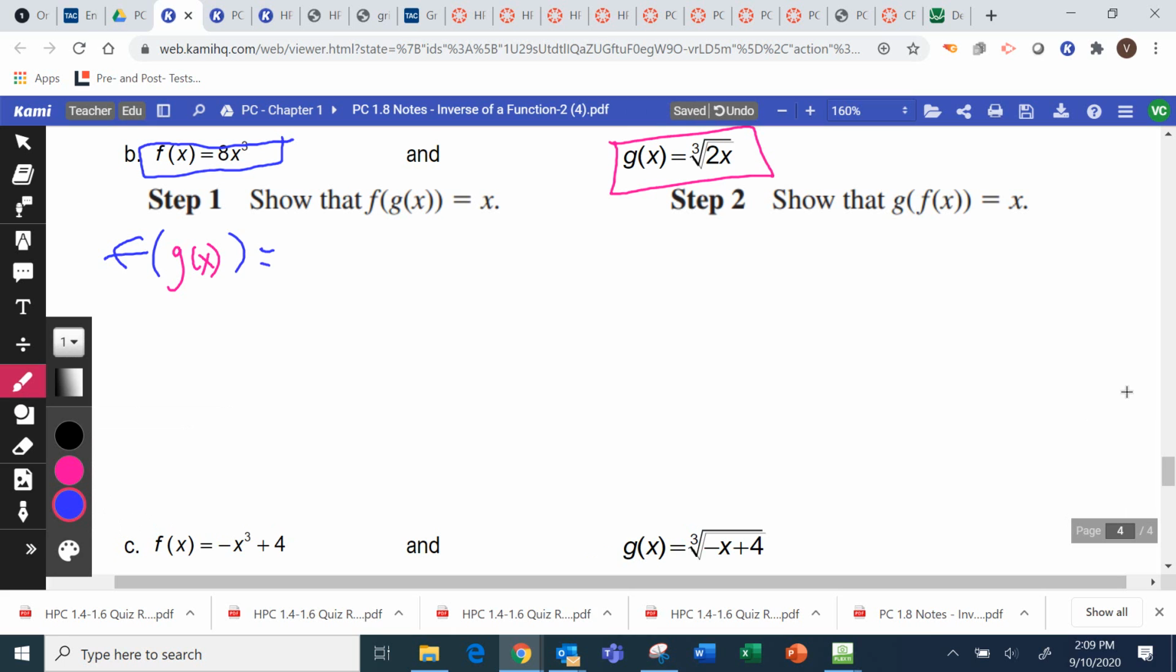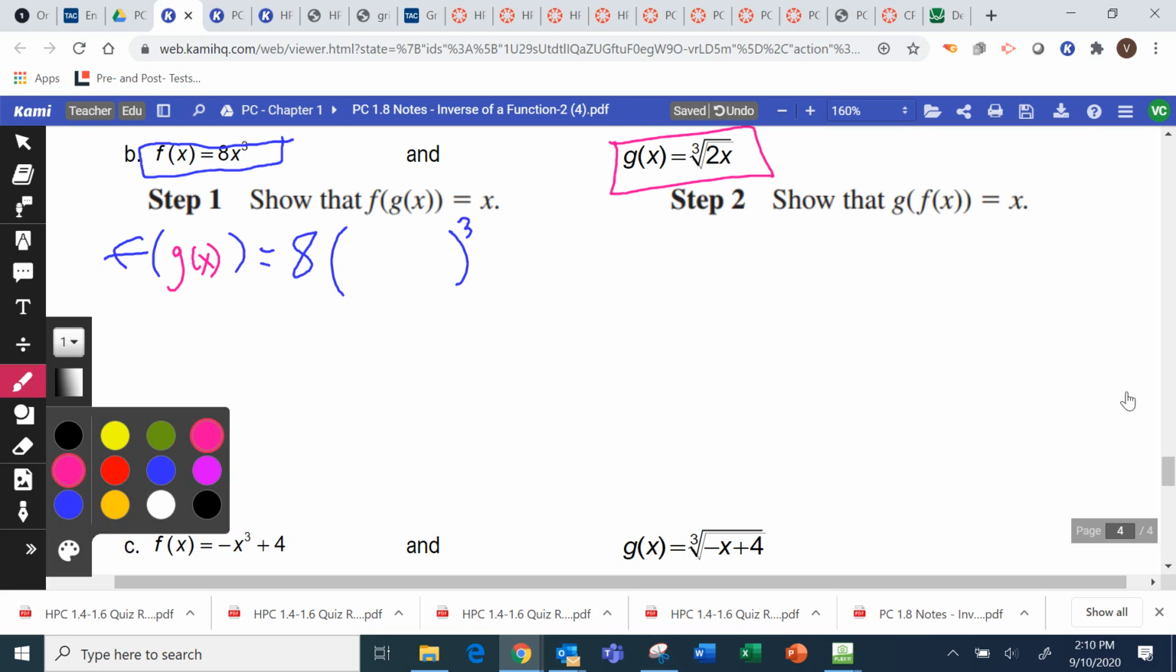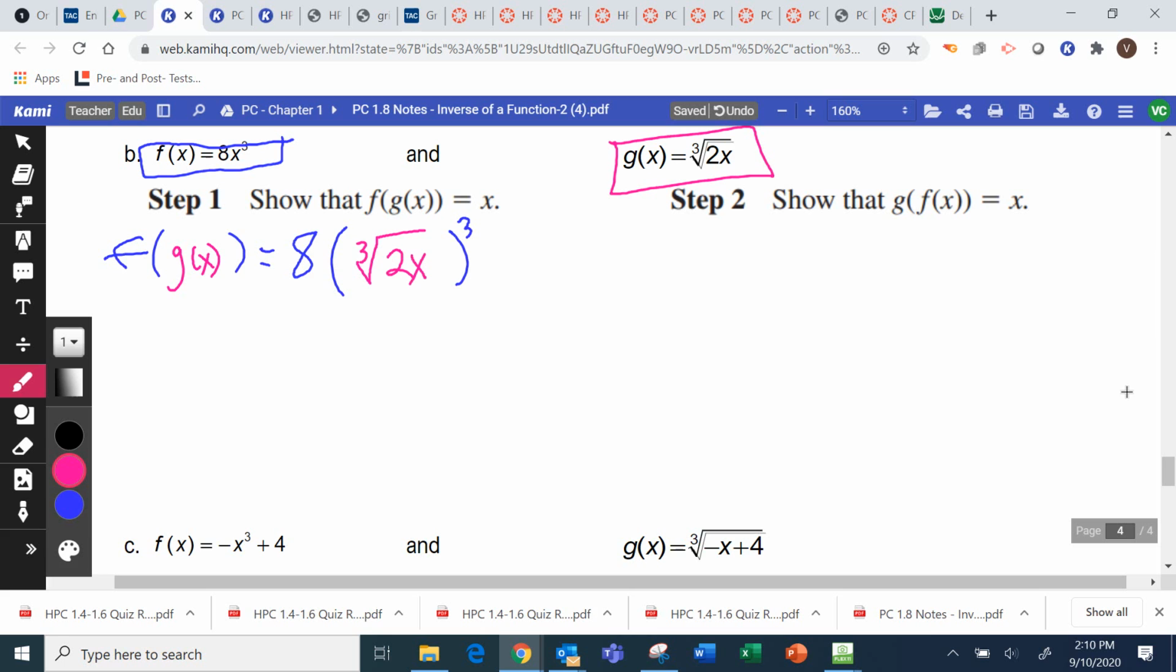Now I'm going to take my f equation, 8x cubed. So instead of x, I'm going to take out that x, and I'm going to put in the g. Cube root 2x. Now we're going to work through our order of operations. We're going to simplify it, and hopefully it's going to equal x.